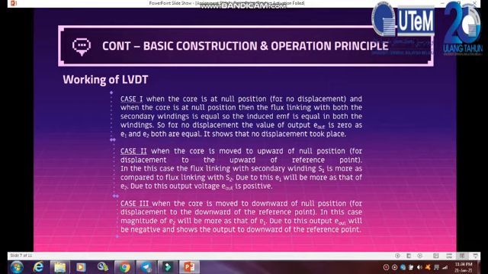And then for case 3, when the core is moved downward from the null position, for displacement downward of the reference point, in this case the magnitude of E2 will be more than that of E1. Due to this, E out will be negative and shows the displacement downward of the reference point.